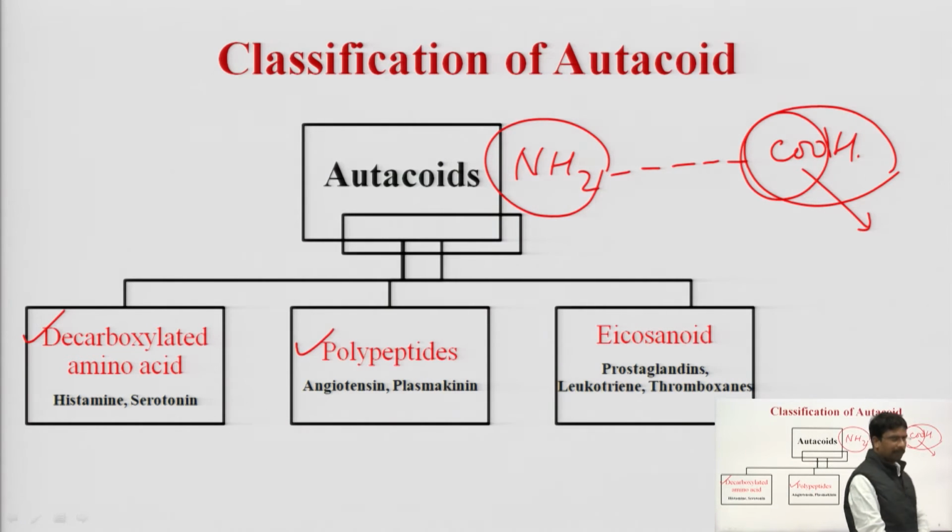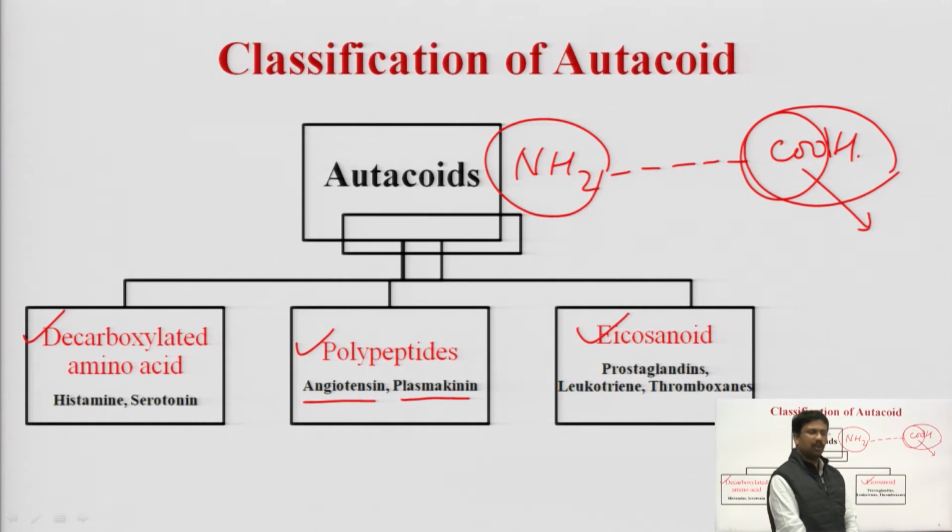The second one is known as what? Polypeptides. These polypeptides are the long chain of the peptides, and the peptides are the long chain of the amino acids. The angiotensin and the plasma kinase, or you can say bradykinin, is the example of what? Polypeptide autocoids. And the last one is the eicosanoids, which is fatty acid derivative, or you can say eicosanoic acid derivative, which consists of 3 specific autocoids known as what? Prostaglandin, leukotriene and the thromboxanes.